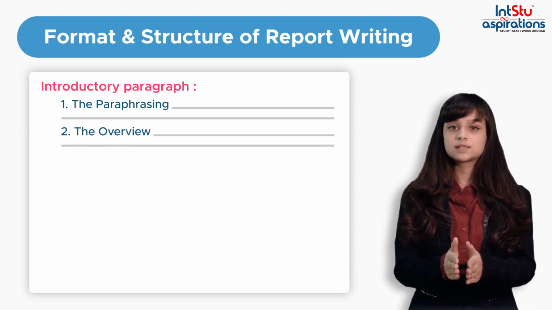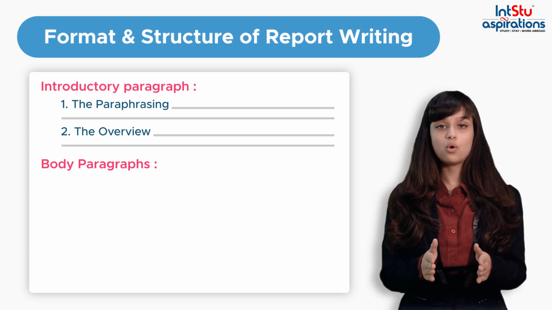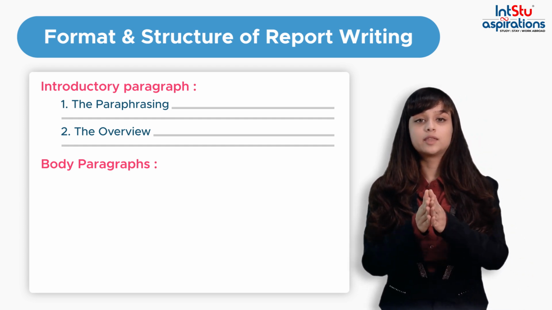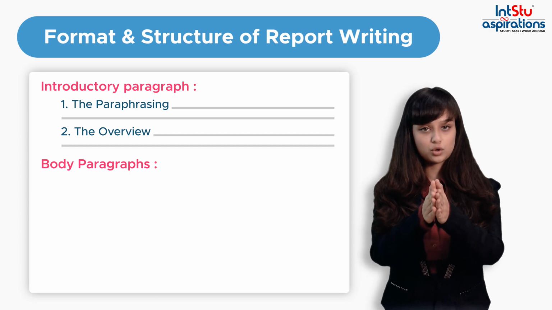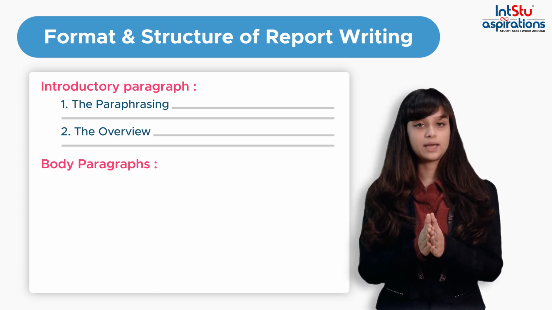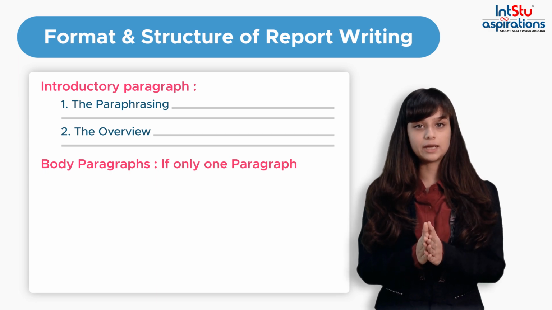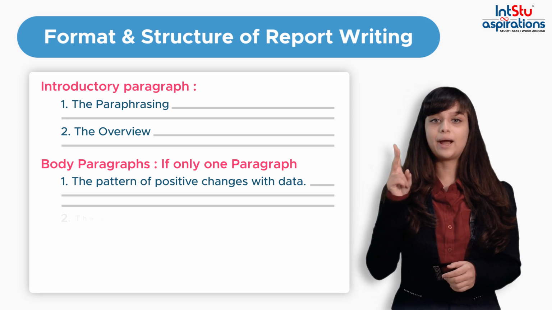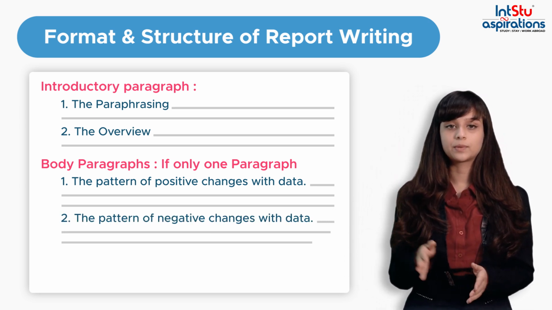Then comes the body paragraphs. Now, you may write 1 to 3 paragraphs depending upon the number of graphs given in the question. You may divide the paragraphs like this. A. If there is only one paragraph, the pattern of positive changes with data, the pattern of negative changes with data. B.